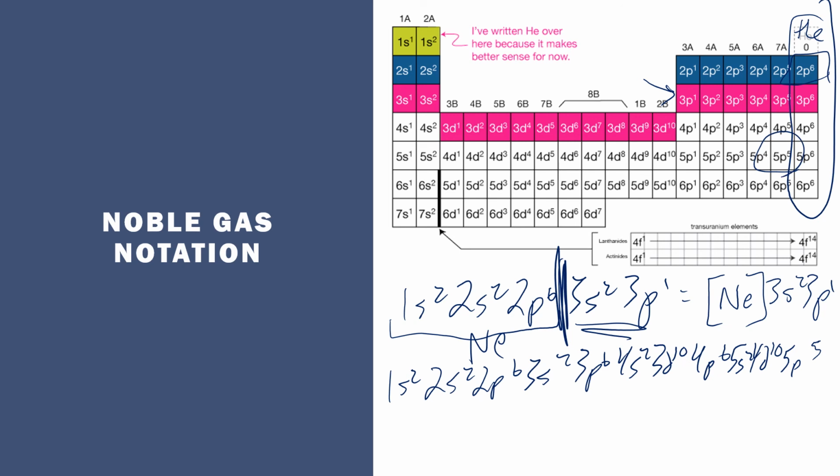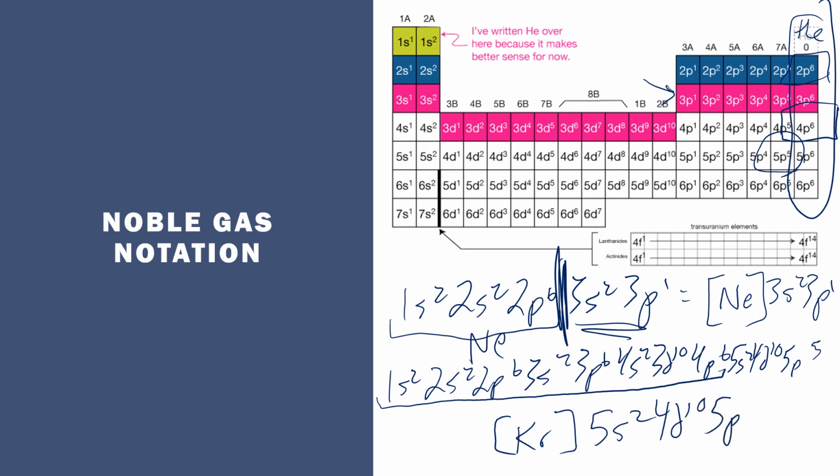So the noble gas that comes just before iodine is this one here. That's krypton. Krypton has 36 electrons. So the first 36, you don't have to write. You can just write Kr for krypton. And then you would just write everything that comes after it, the 5s2, 4d10, 5p5. And so this would be the noble gas notation for iodine.